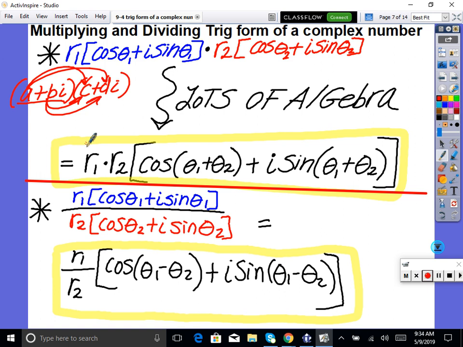We're going to take radius 1 times radius 2, put it in front, which makes sense. Then we're going to have cosine of theta 1 plus theta 2 plus i sine of theta 1 plus theta 2. So they just add. Look right here, this first angle will be your theta 1, this second angle will be your theta 2. So they just took the cosine, added the angles, plus i sine, add the angles. Yes?